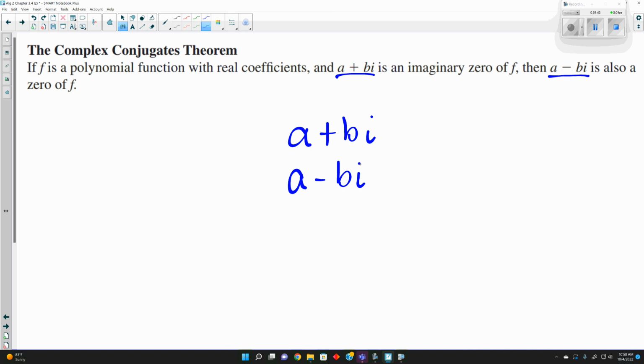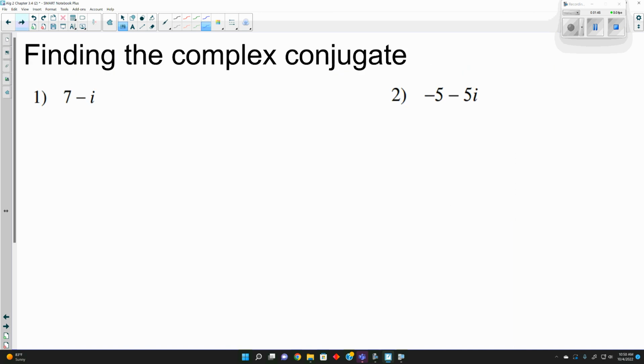But if we look at this here, 7 minus i, what would the complex conjugate be? 7 plus i. Why would it be 7 plus i? Because a minus bi has b equal to 1, so its complex conjugate is a plus bi, with the 1 in front of i.